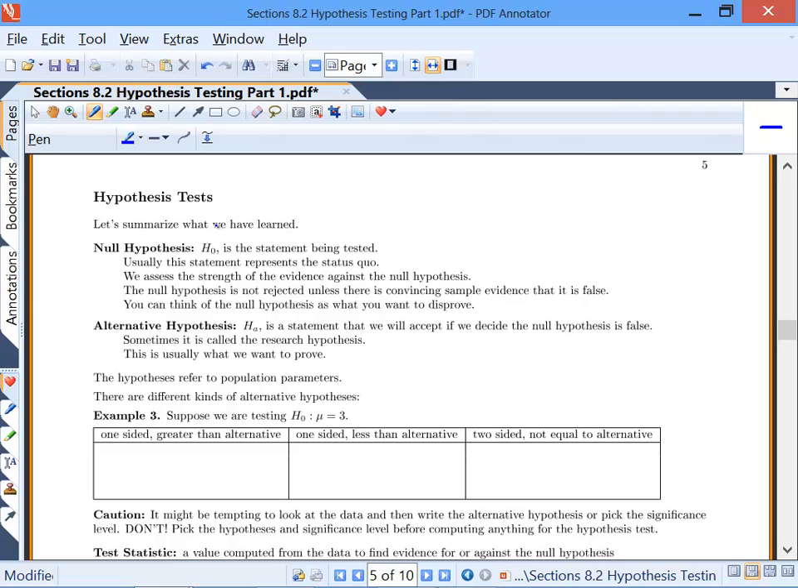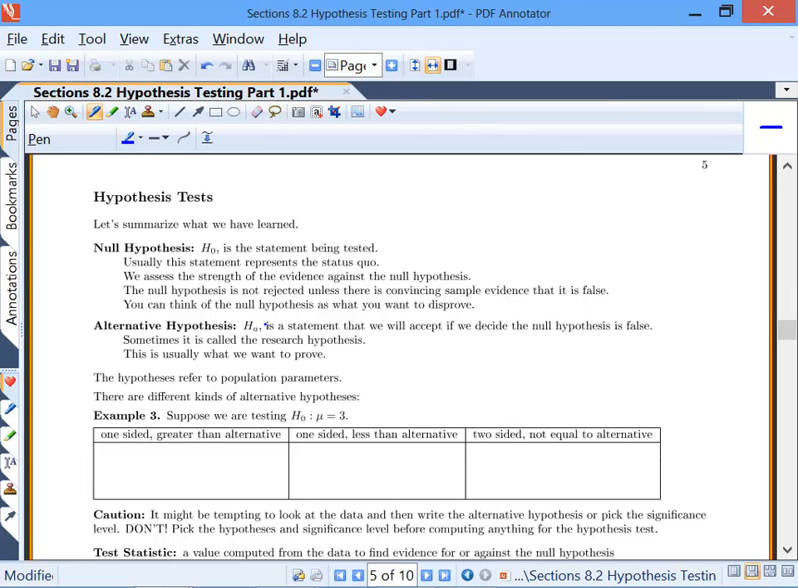The alternative hypothesis, with H with the A, is the statement that we will accept if we decide the null hypothesis is false. Sometimes it's called the research hypothesis, and it's usually what you want to prove or what you are actually interested in. The hypotheses refer to population parameters. We just wrote it as the coin is fair, but I could have said, if the coin is fair, then the population probability of getting heads is 0.5. So I could have written it in terms of a parameter.